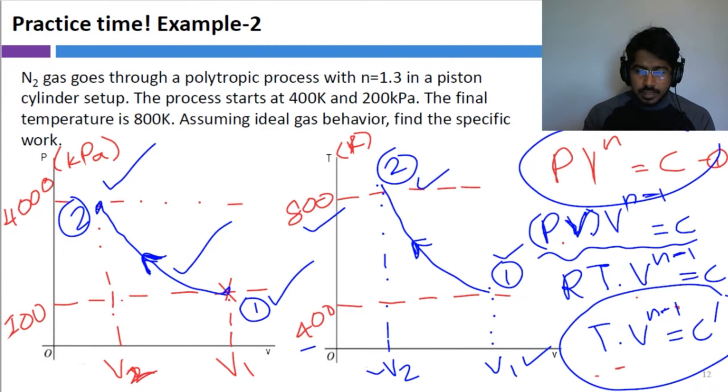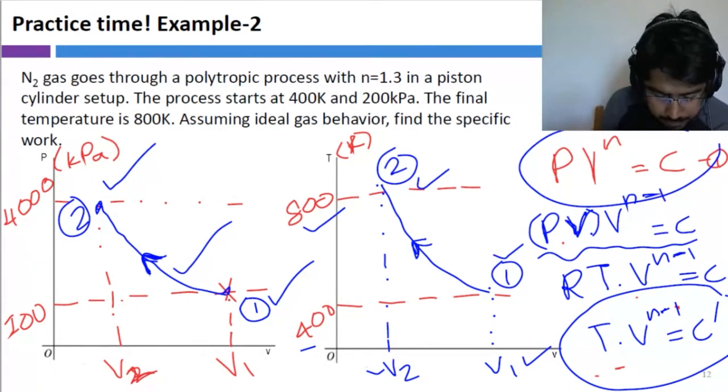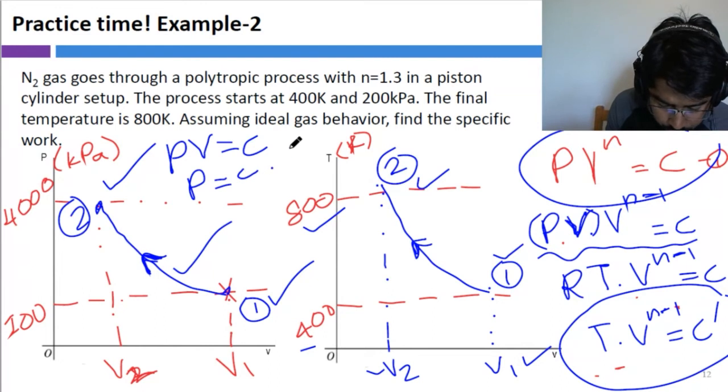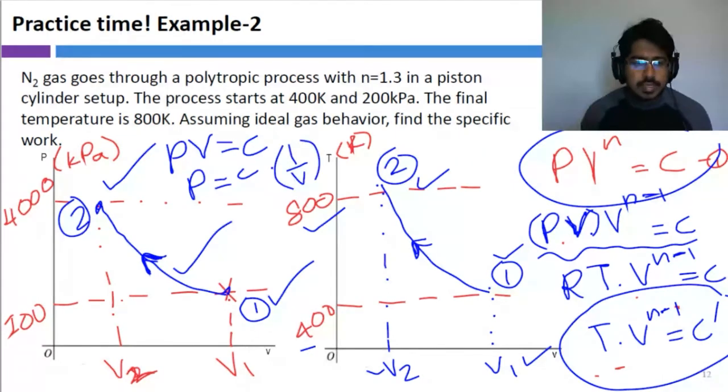If n was 1, the relationship would be linear. No, it's not a good way of thinking about that, because if n equals 1, what happens is PV equals constant. So then we can write P equals C times 1 over V. This is not a linear relationship. Did I answer your question, Kylie?